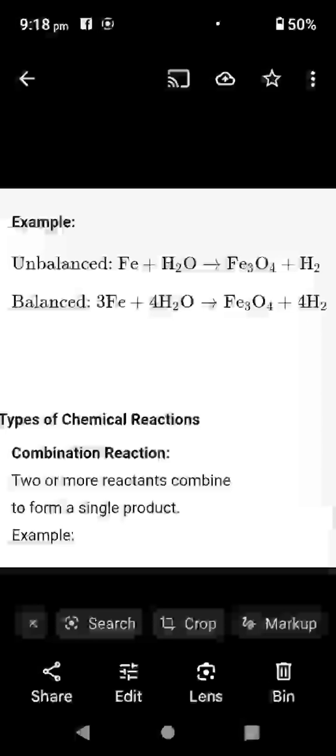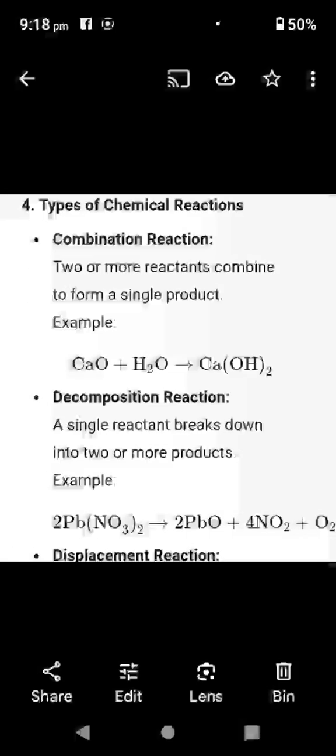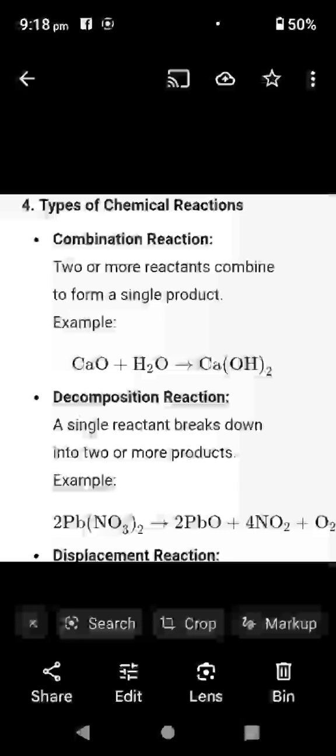Now the types of chemical reactions. The first one is the combination reaction. In a combination reaction, two or more reactants combine to form a single product. Example, calcium oxide plus water gives calcium hydroxide. Or you can take the example of hydrogen plus oxygen, which forms water.